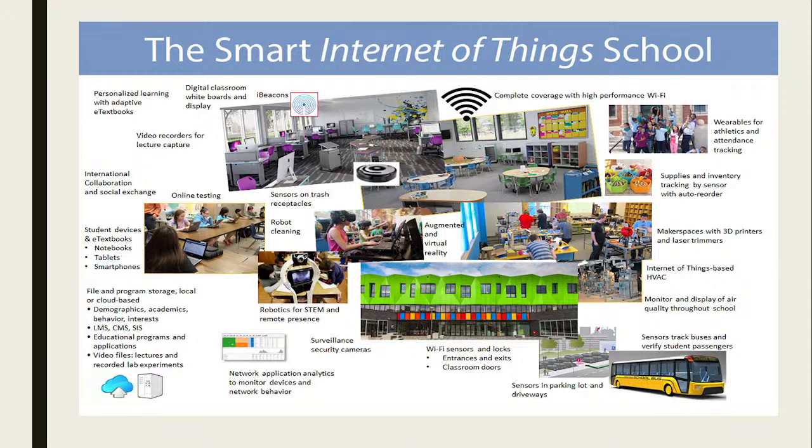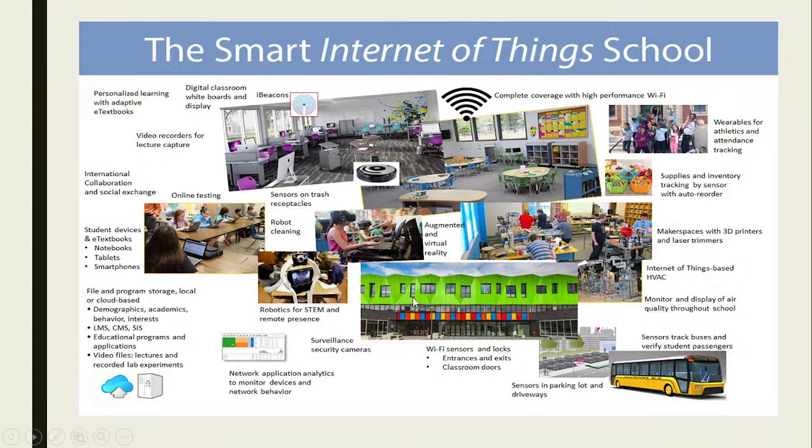Then different types of things like personalized learning with adaptive textbooks, digital classroom whiteboards and displays, and iBeacons. iBeacons are for localization. Then sensors on trash receptacles, cleaning robots, online testing, and student devices, e-textbooks, notebooks, and attendance things.